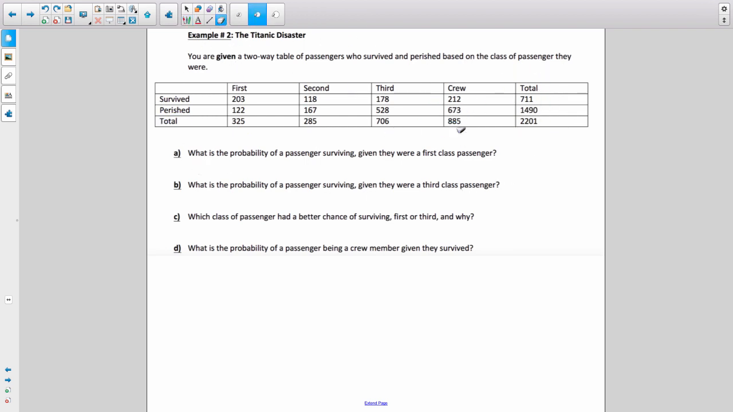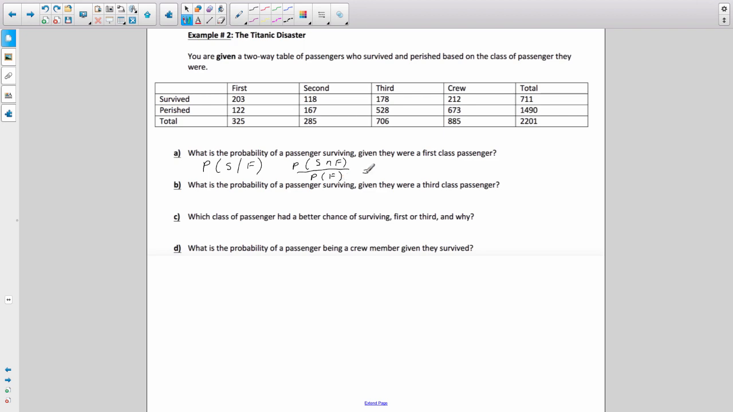Okay, so what's the probability of a passenger surviving given that they were a first-class passenger? In other words, we can call that probability of survival given first class. And we know our formula says that that's the same as the probability of surviving and intersect first class divided by the probability of first class.